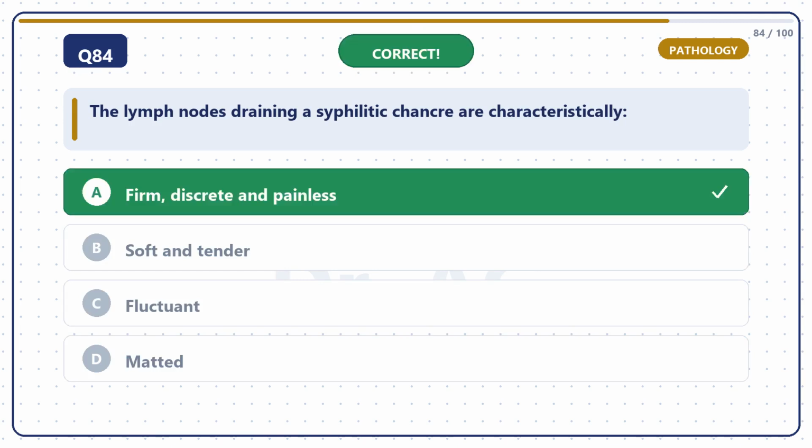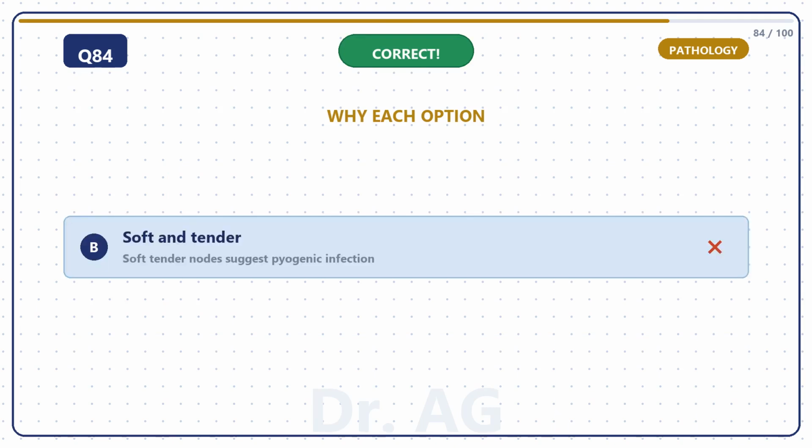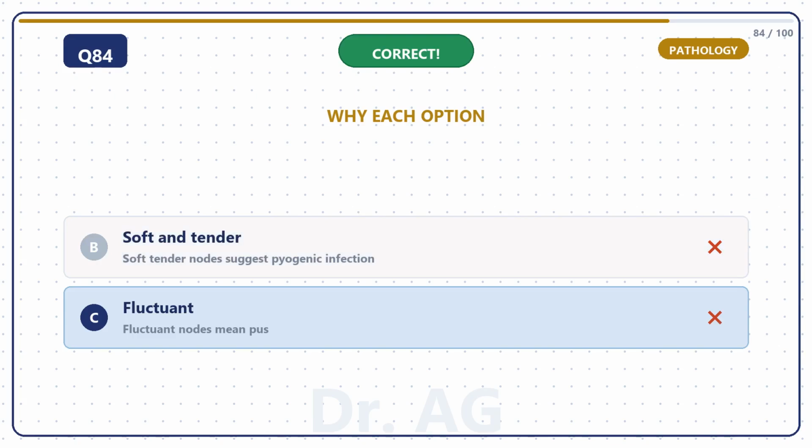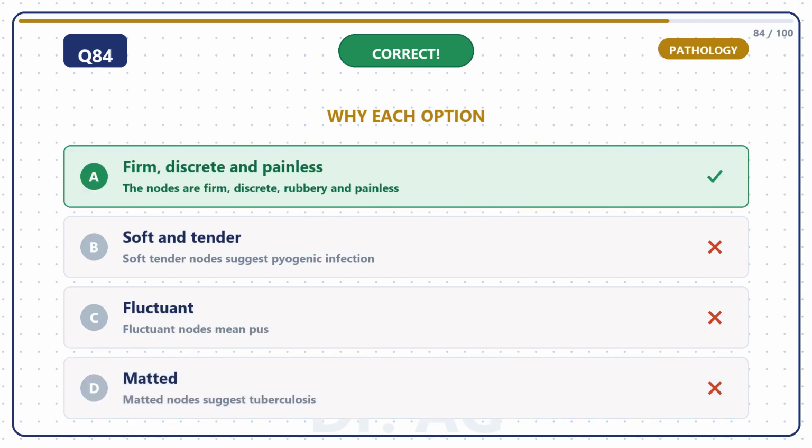The correct answer is option A. Firm, discrete and painless. Let's go through the options. Soft and tender. Soft tender nodes suggest pyogenic infection. Fluctuant. Fluctuant nodes mean pus. Matted. Matted nodes suggest tuberculosis. And the correct answer is firm, discrete and painless.